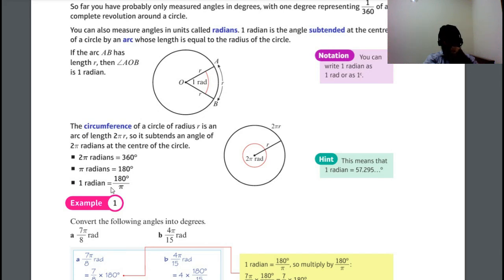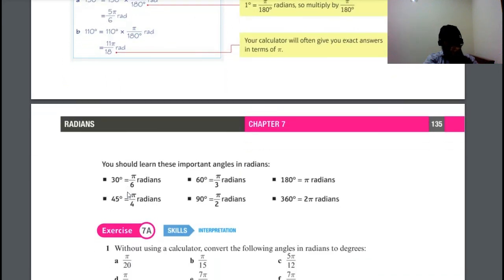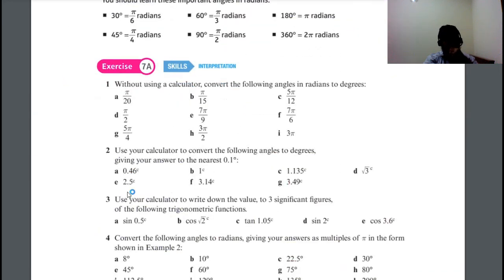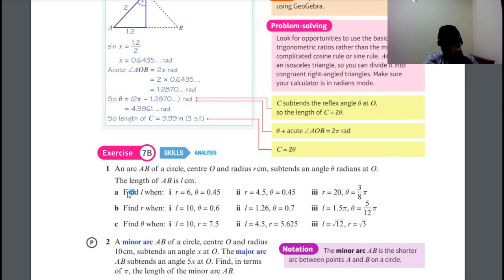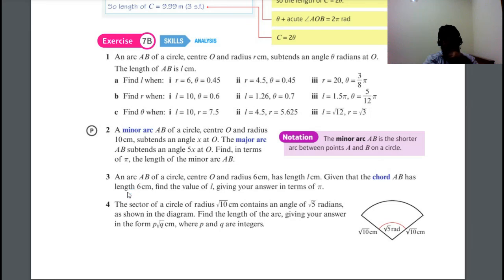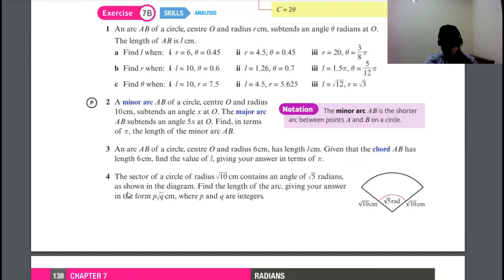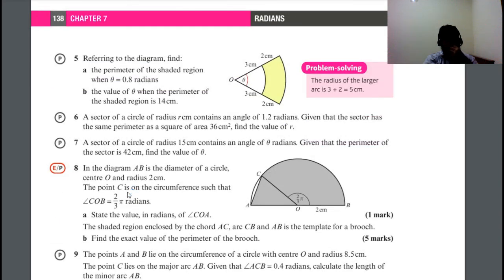This chapter seemingly is easy during the question paper. They mostly ask simple questions, as far as I've seen. L is equal to r theta. Because they expect us to remember those formulas, they don't ask us complicated questions. Just remember to have your calculator in the radian mode. Oh yeah, you're right.